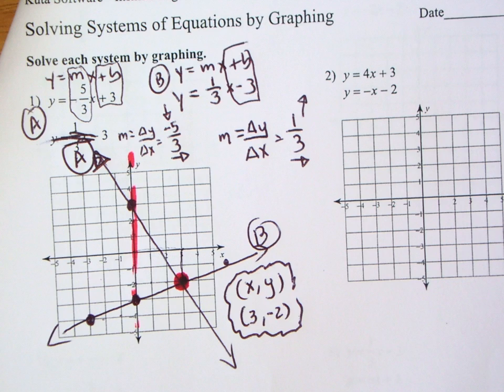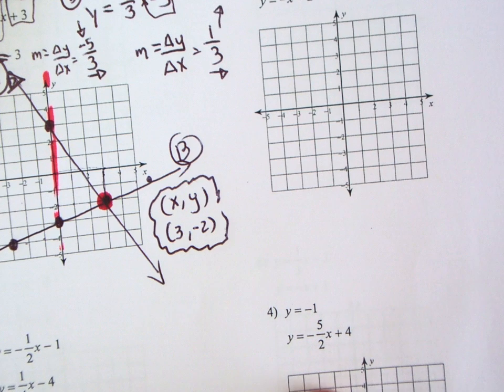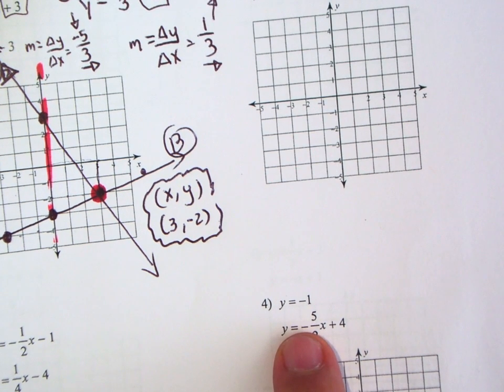That was pretty easy, right? Yeah. So which one else do we want to do? Okay. Let's do this one here. Because it's y is equal to negative 1.